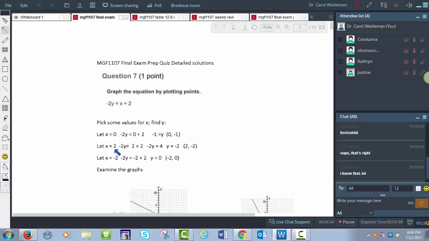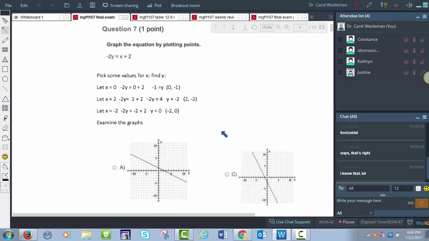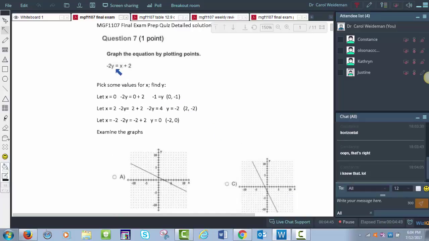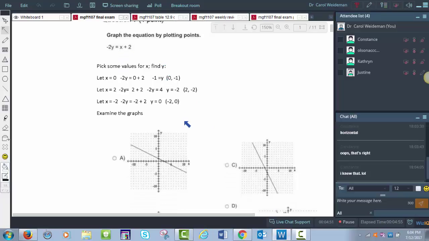And then I let X be 2, and I got negative 2 for Y. And then I let X be negative 2, and I got a 0. So I've got 3 points. And then you want to take a look at the graphs. If you wanted to, you could put this in slope-intercept form, and that might be easier for you. It depends on how you feel about it. So let's take a look at the graphs.